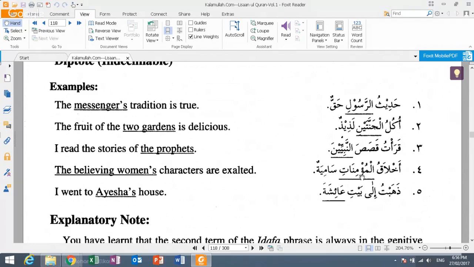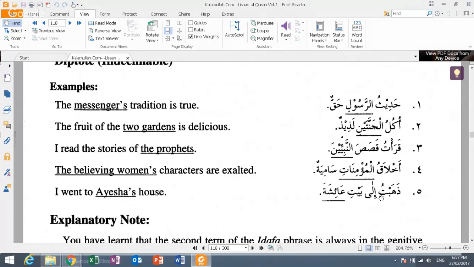Go to number 4. Jama salim muannas. So Akhlaqul Mu'minati, or Al Muslimati, or any for the female: jama muannas salim. And we should know the i'rab of jama muannas salim. In the rafi case it is easy: alif and normal ta with one dhamma, two dhamma. And in the nasbi and jarri cases it is with kasra. So akhlaqul mu'minati. Clear? You understand? So we have to observe this.